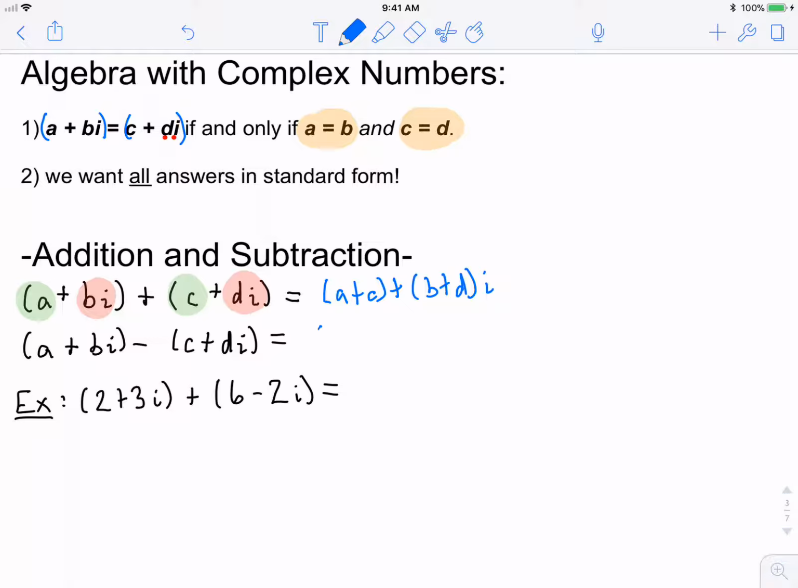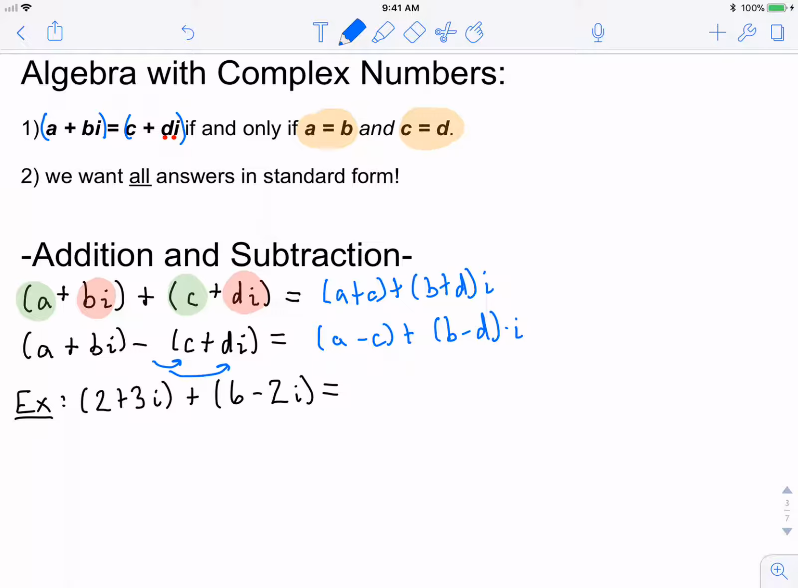Subtraction is just as simple. This becomes a minus c plus b minus d times i. This is because we need to remember that if we have a subtraction sign, it always carries into our parentheses and hits both terms. So this is really a plus bi minus c minus di.